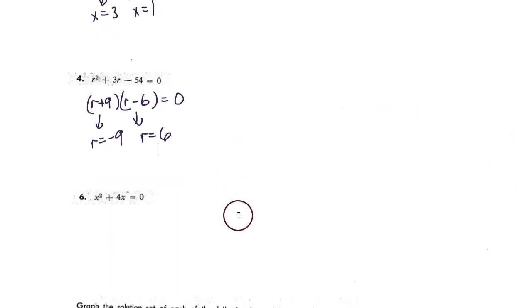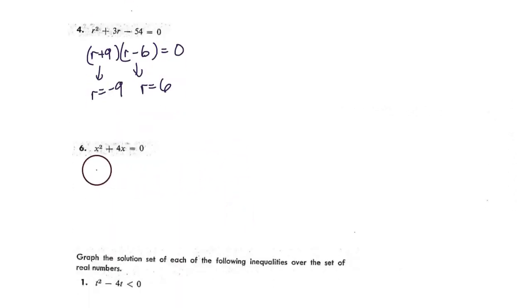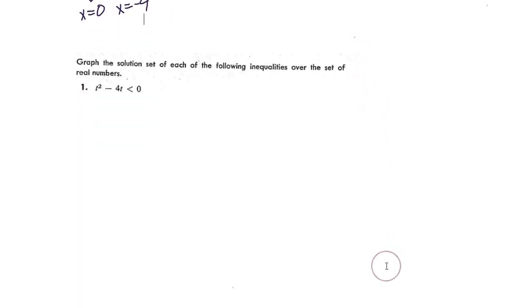Number 6, let's use factoring again. We have x times x plus 4. So our first answer gets us x equals 0, and in the other factor, we get x equals negative 4. Next one, we're asked to graph the solution set of the inequalities. This factors as t times t minus 4.